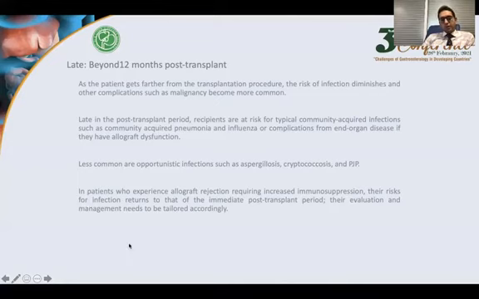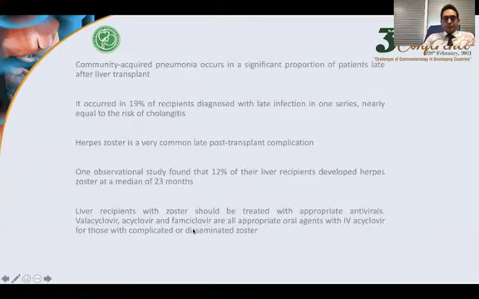In patients who experience allograft rejection requiring increased immunosuppression, their risk for infection returns to that of the immediate post-transplant period, actually. The evaluation and management needs to be tailored accordingly. CAP occurs in significant portions of patients in the late phase after liver transplant. It occurs in 19% of patients diagnosed with late infection in one series, nearly equal to the risk of cholangitis.